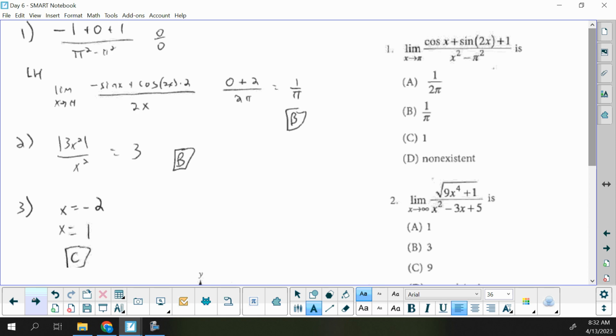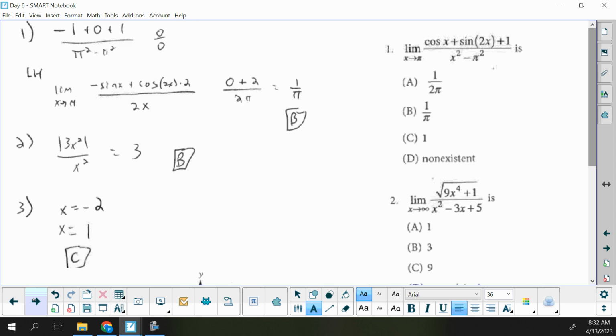All right, so in number 1, we've got a limit. When you do direct substitution, you get 0 over 0. So do your derivative. Careful with the sine 2x. You've got to do a chain rule, a times 2 afterwards. Then do direct substitution again. You end up getting 2 over 2 pi, which reduces to 1 over pi, so choice B.